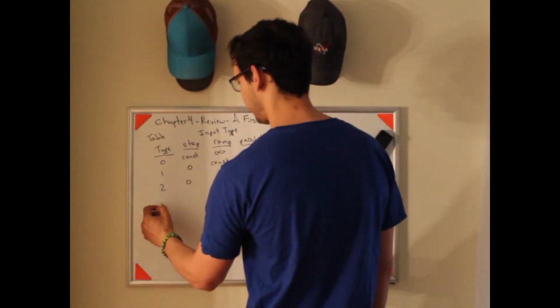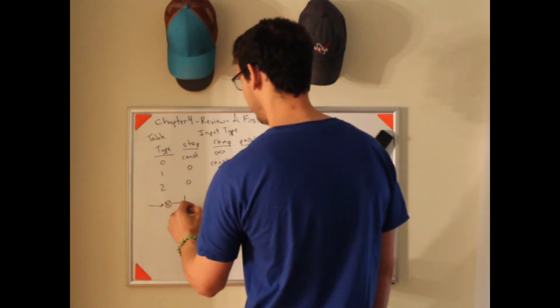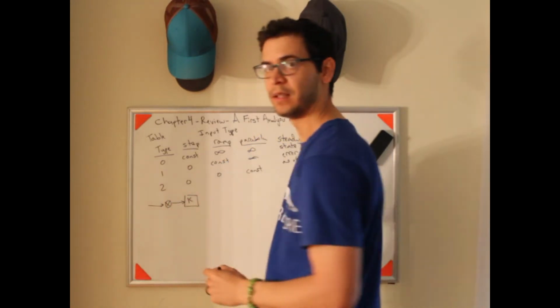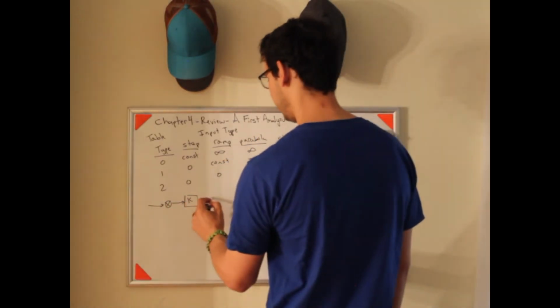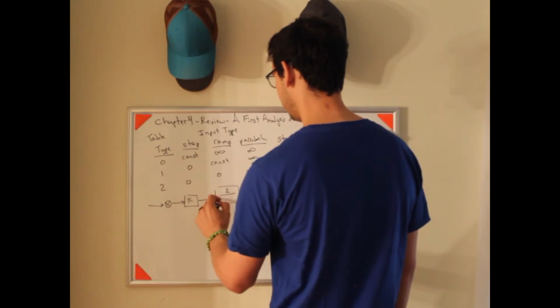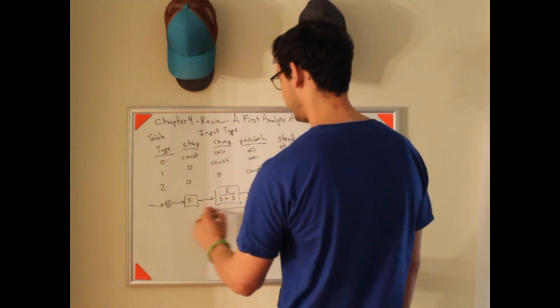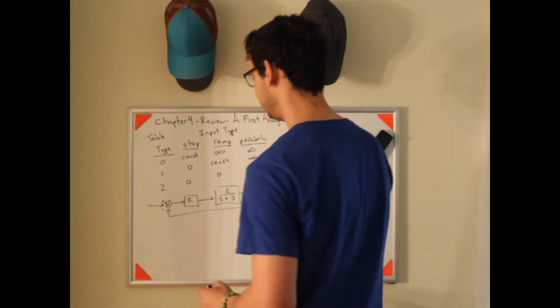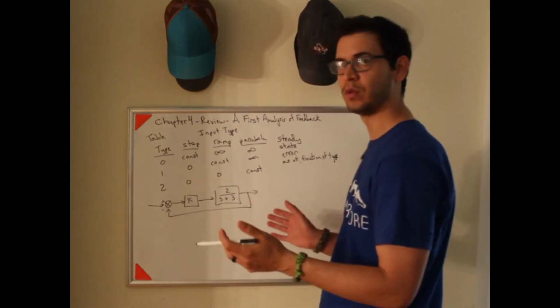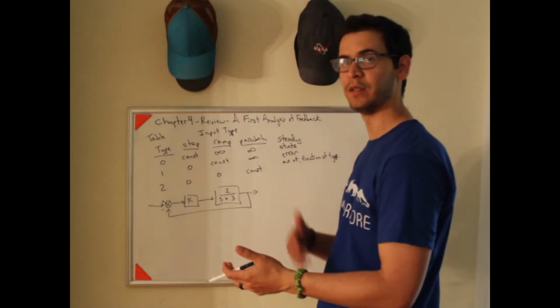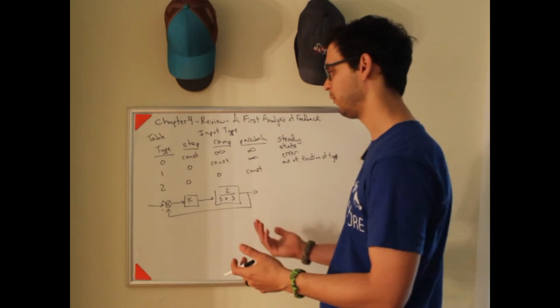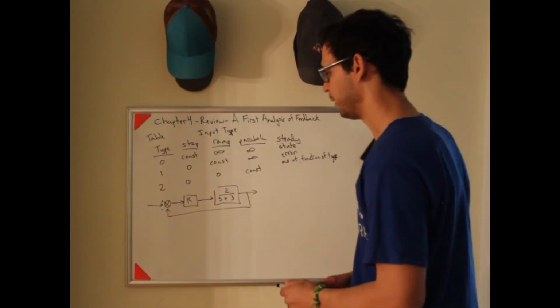To highlight this, let's do two simple examples. I'm going to take a system that has k, so I have proportional control, and then 2 over s plus 3. This is my transfer function, with plus minus. I'm going to close the loop on this and hit it with a step and use the final value theorem to compute the final value.